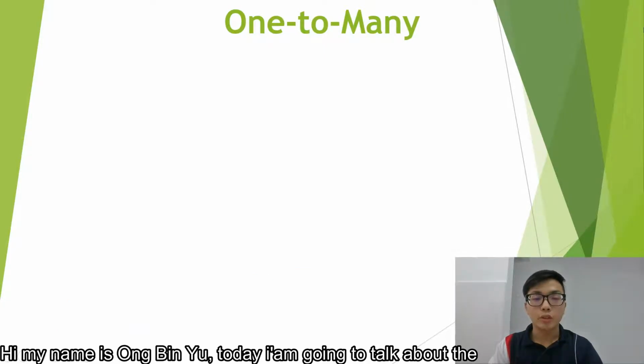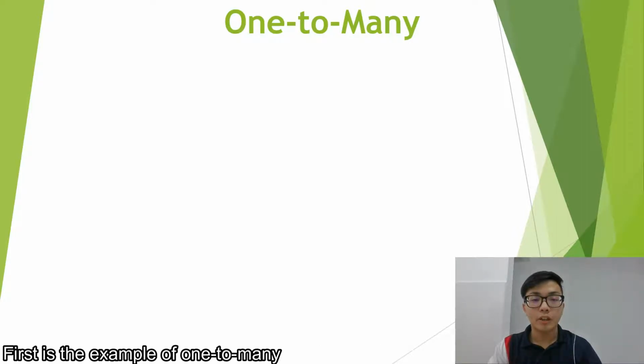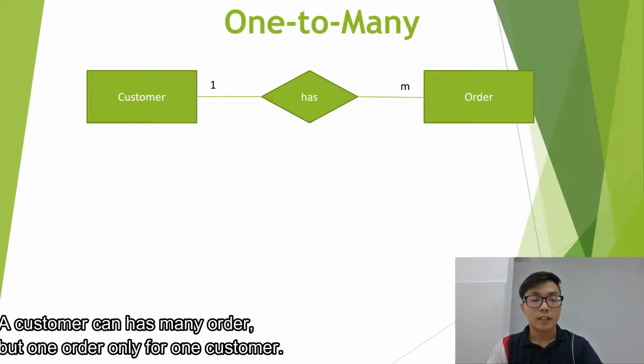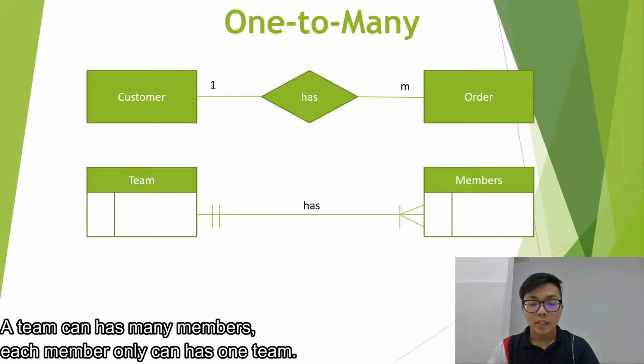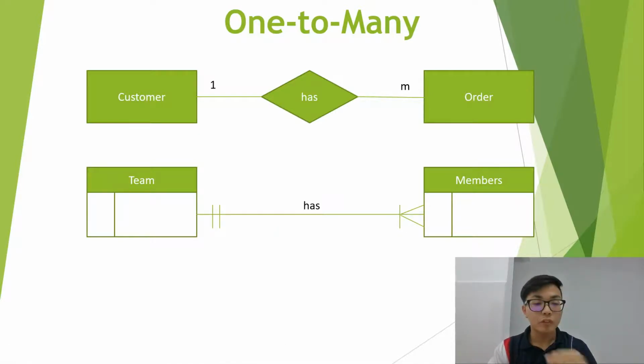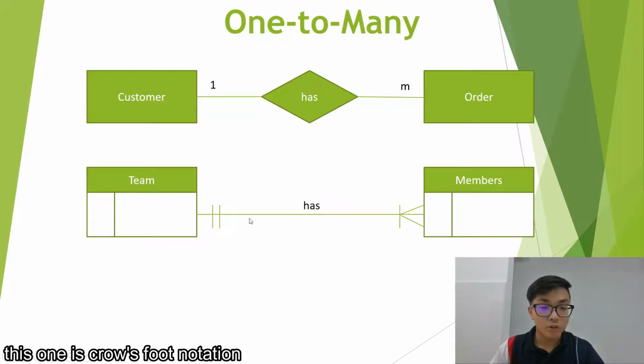Today I am going to talk about examples of one-to-many, one-to-one and many-to-many. First is an example of one-to-many. A customer can have many orders, but one order can only have one customer. The second example is a team can have many members, but one member can only have one team. And this one is the chain notation, and this one is crow's foot notation.